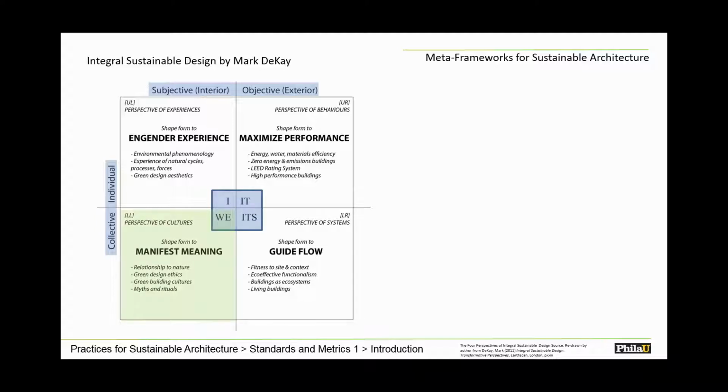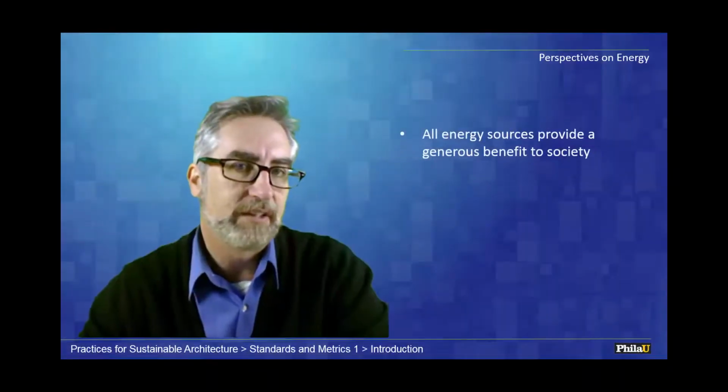So we can think about the ethics of a design problem. We can think about the systems of a design problem. We can think about its performance, and we can think about its beauty. And when we begin to think about all of those at the same time, we can see a holistic, interdependent design solution. Pretty powerful. Certainly we have to understand energy.